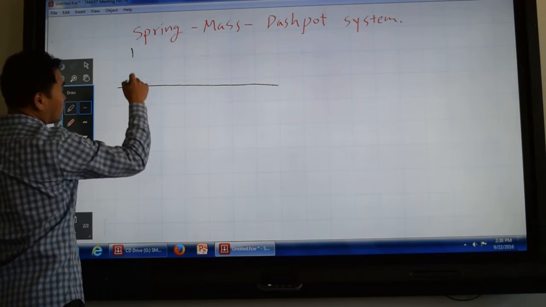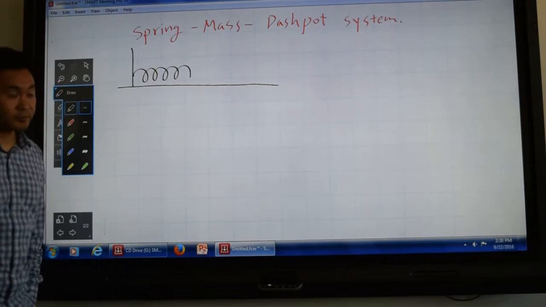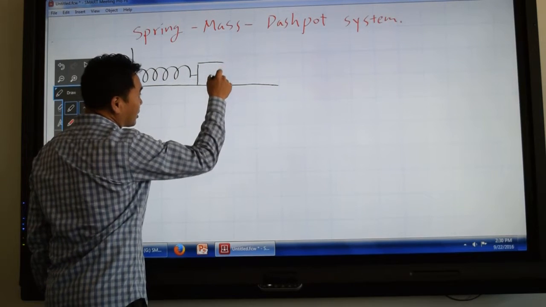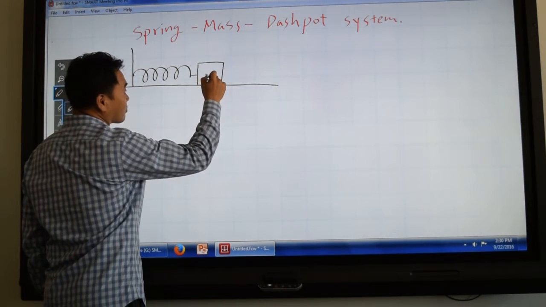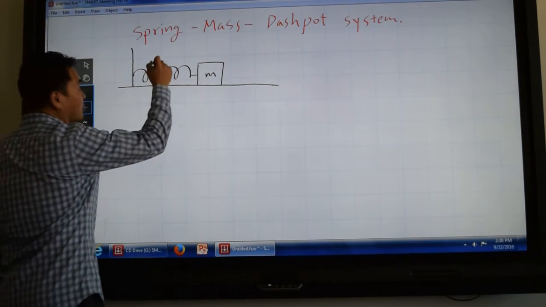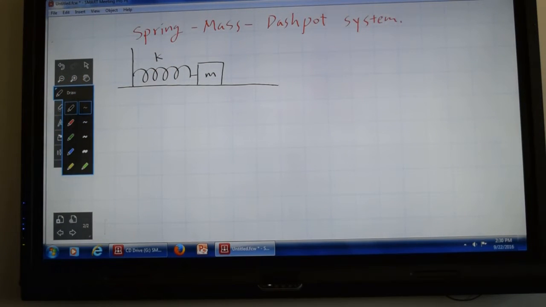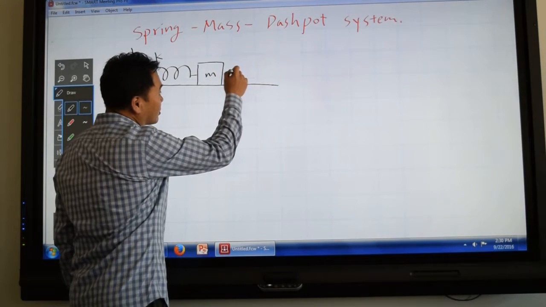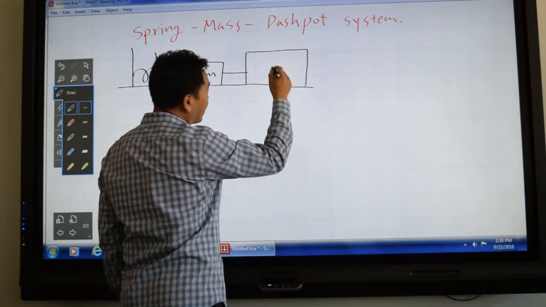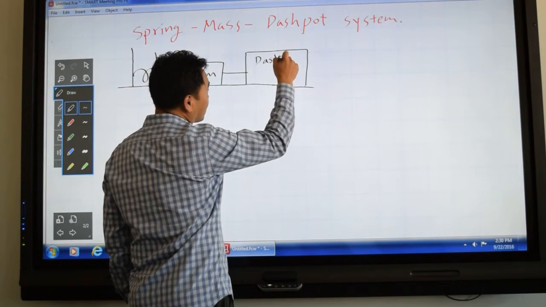So on the wall, there is a spring. And attached to it is a block of mass m. And usually for spring, you have the spring constant, so I'll put the k here. K is the spring constant. And then this is connected to some object which we call the dashpot.